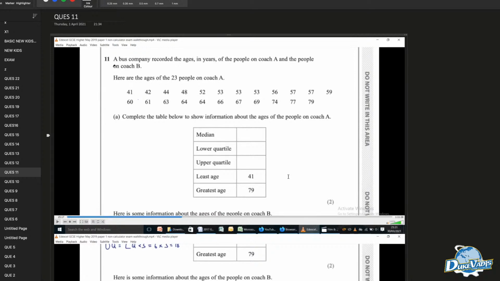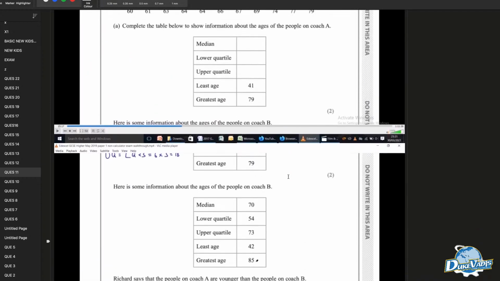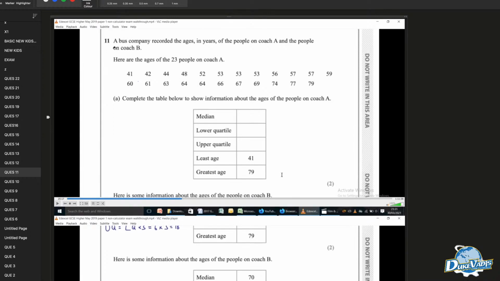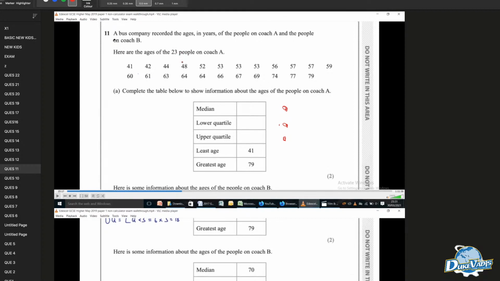We have been provided with the least age and greatest age. Okay, so let's see the first part. To calculate the median, the lower quartile and also the upper quartile, how do we go about it? We have been provided that here are the ages of the 23 people, so we know the number of people. 23 plus 1 divided by 2 gives us the median.